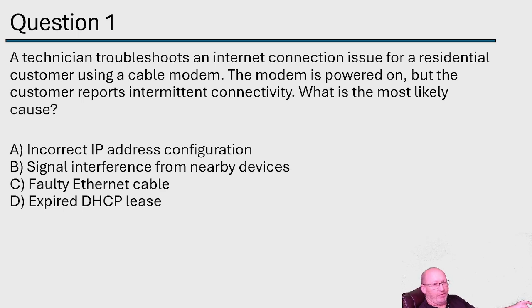A and B, if you are unsure, it's going to be one of those. It's going to be either A or B. I'm going to give you a second to pick that last minute answer before we move on. What do you think? All right. If you picked A, incorrect IP address configuration, well, that would prevent all connectivity. So it must be B. It must be B, signal interference from a nearby device.